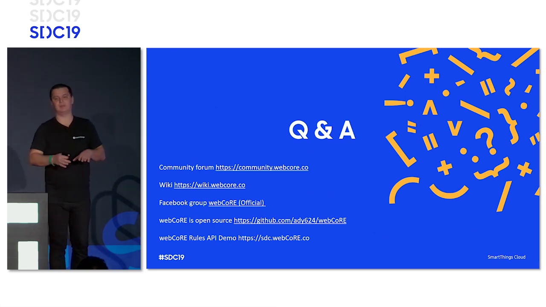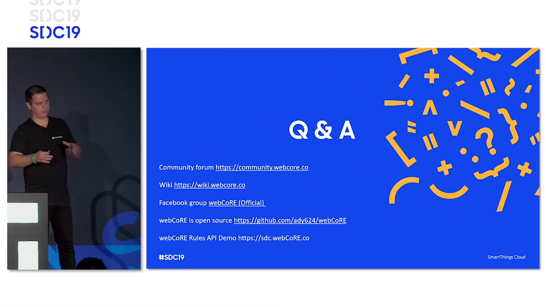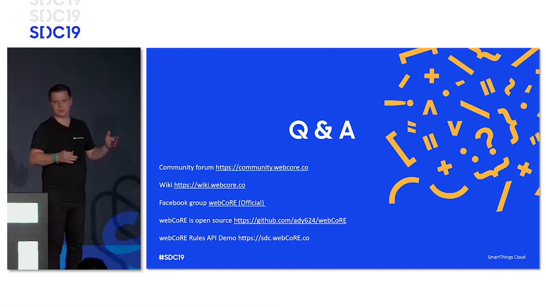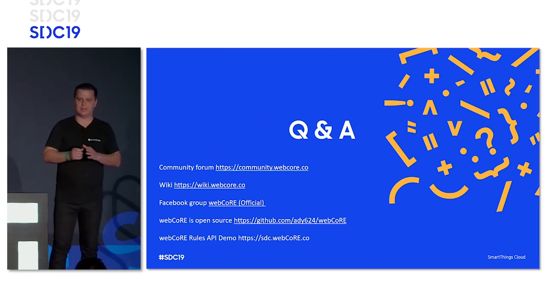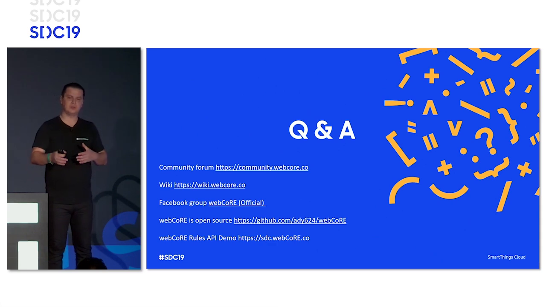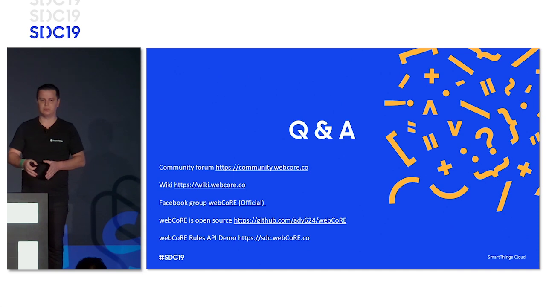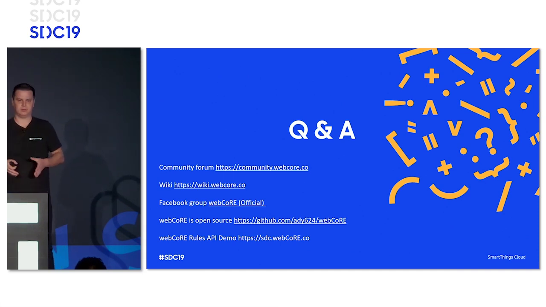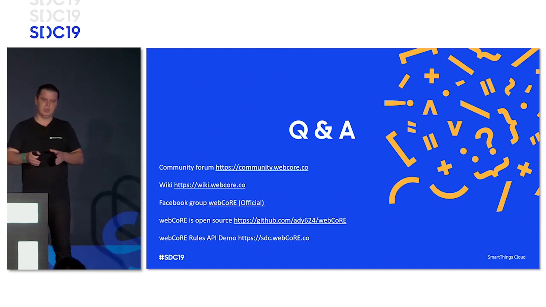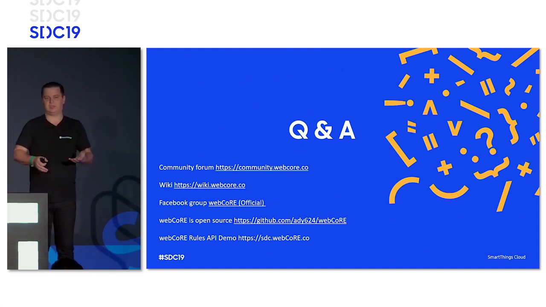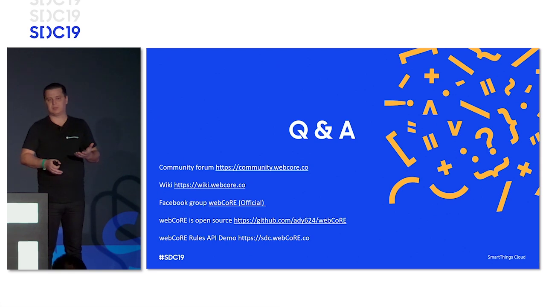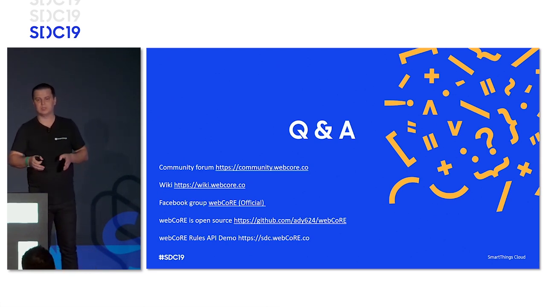WebCoRE is an existing application that was, I think, started 2.5 years, three years ago, and it's being used actively by users. Rules API is something that we're writing because we want to give users better access to devices and writing automations. The Groovy smart apps are things that are going to go away in the future because they're costly, they're sluggish, and we have better ways.